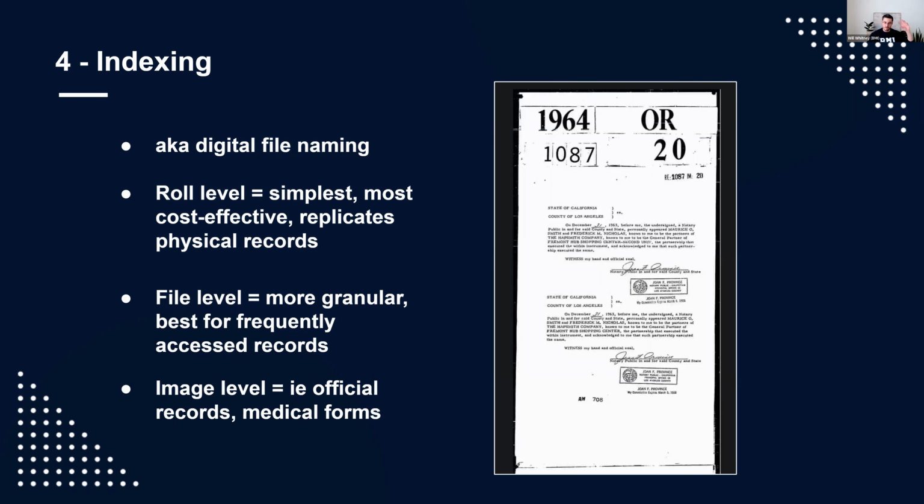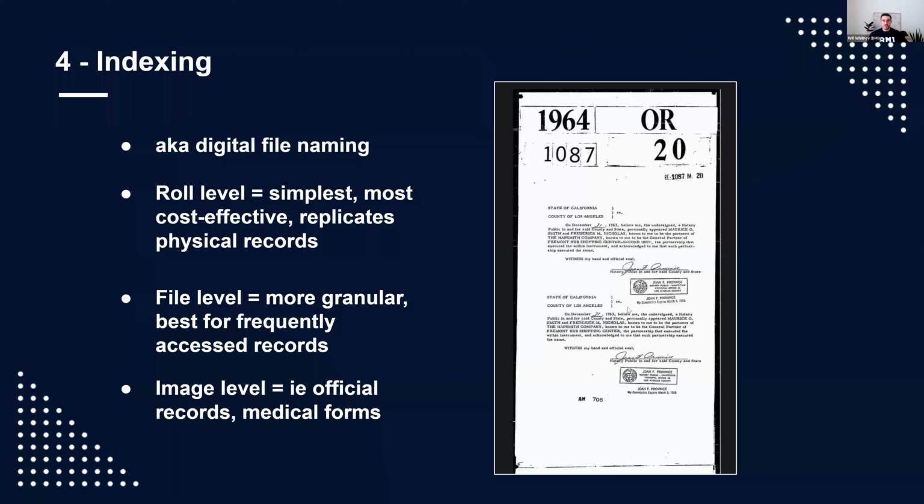Image level is kind of the most granular you can get. Here's an example of an official record where you may find something like you're indexing based on finding stamps and signatures. So you're not even going to a single page and saying, hey, this page starts a file. You're getting multiple records on a single page, 1, 2.